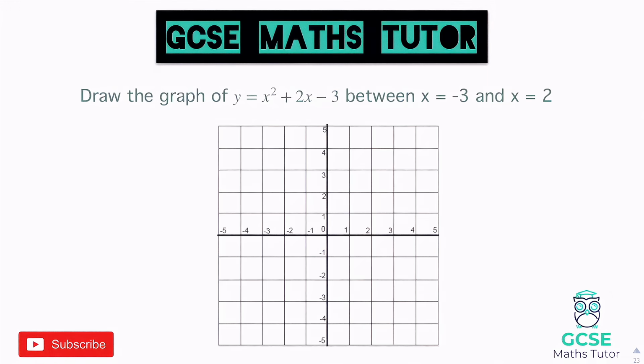Slightly different one, so draw the graph of y equals x squared plus 2x minus 3 between -3 and 2. Now again, I'm going to do a little table for this.